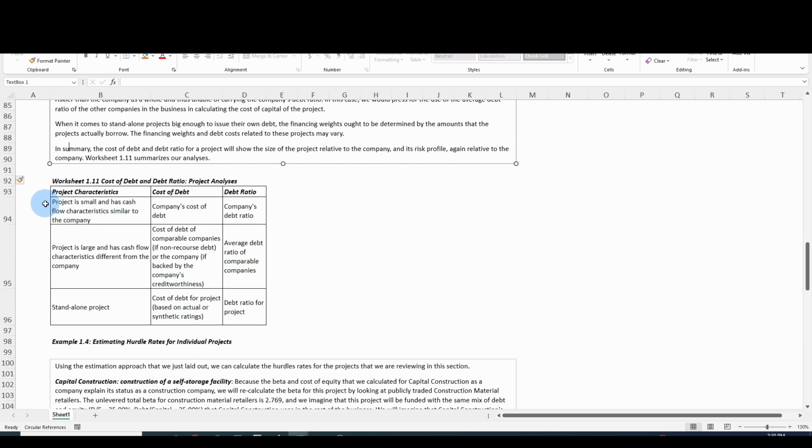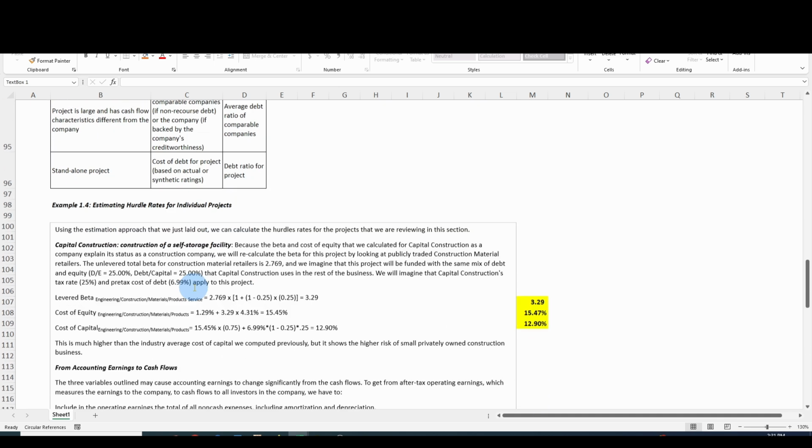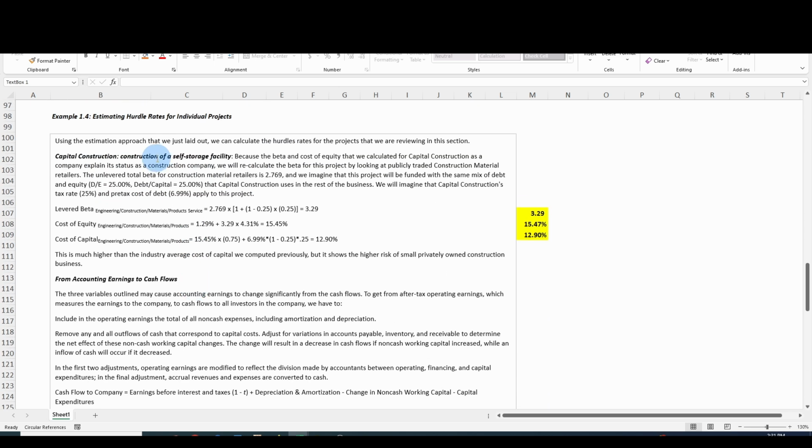Worksheet 11 summarizes our analysis. Project characteristic: project is small and has cash flow characteristics similar to the company. Cost of debt, company's cost of debt. Debt ratio, company's debt ratio. Project is large and has cash flow characteristics different from the company. Cost of debt of comparable companies if non-recourse debt, or the company's if backed by the company's creditworthiness. Debt ratio, average debt ratio of comparable companies. Standalone project, cost of debt for project based on actual or synthetic ratings. Debt ratio for project.